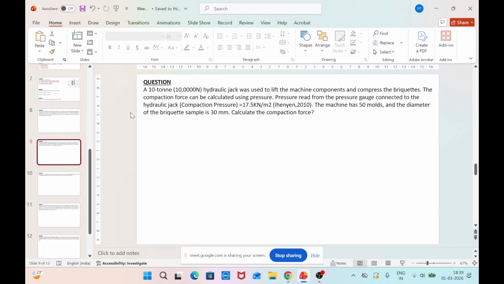This is quite easy. It's about the densification of solids, where you try to produce briquettes. A 10-ton hydraulic jack was used to lift the machine components and compress the briquettes. The compaction force can be calculated using the pressure. The pressure read from the pressure gauge connected to the hydraulic jack is 17.5 kilonewton per meter square. The machine has 50 moles and the diameter of the briquette sample is 30 mm. Calculate the compaction force. This question is simple, so let's start with this.